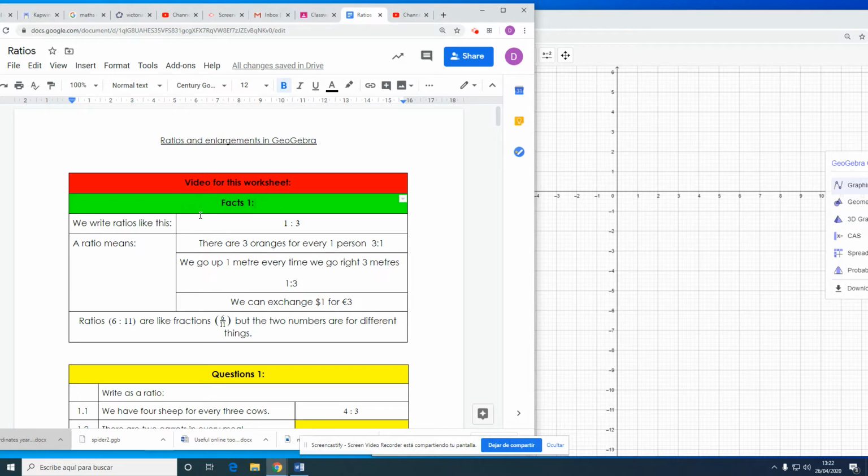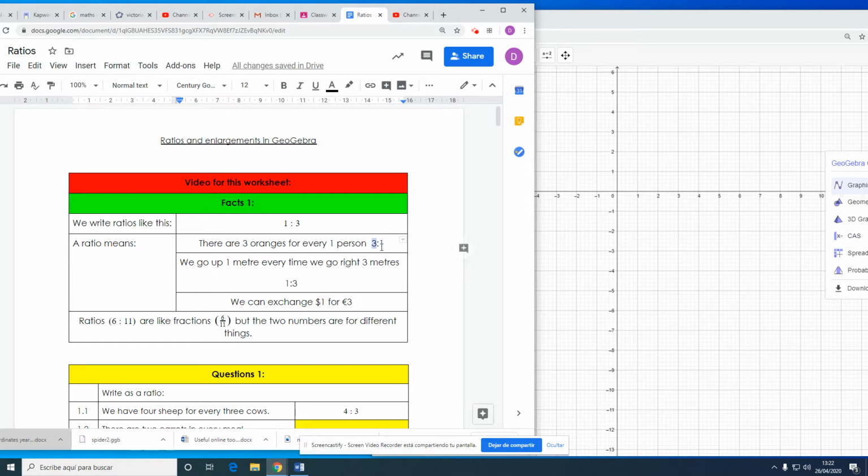What's a ratio? Well, if there are 3 oranges for every person, we'd write the oranges first, which is 3, and then the people second, which is 1. So a ratio could be 3 oranges for each person, or it could be 3 bicycles in every town. It could be written like that.